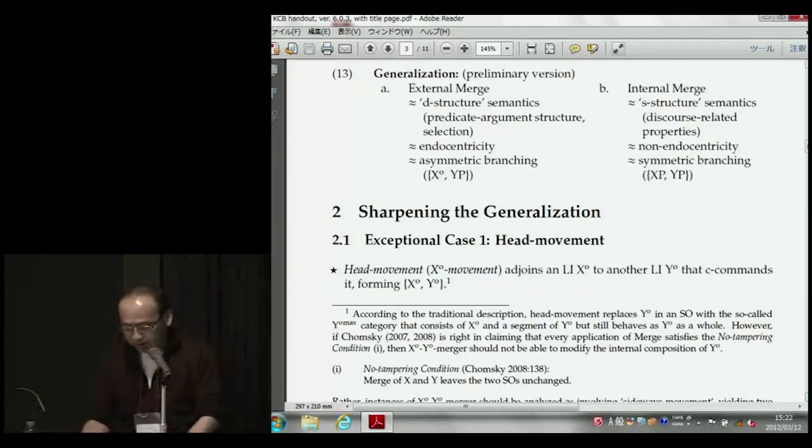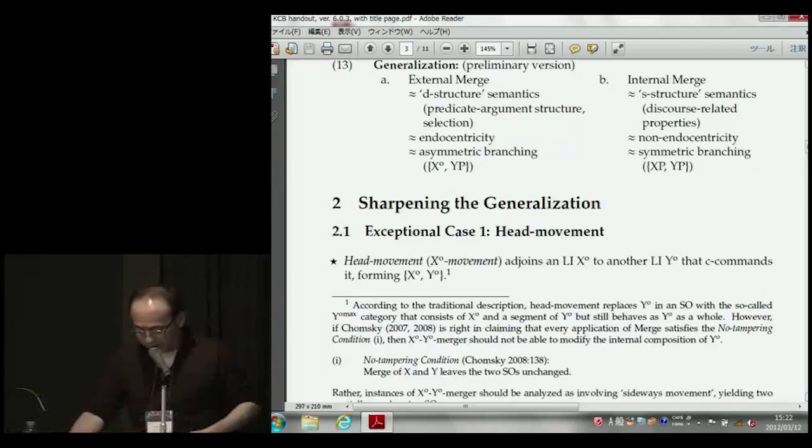The purpose of this talk is to argue that this correlation is indeed not accidental. We will refine and sharpen the rough generalization stated in 13 and attempt to provide a possible explanation for this systematic dichotomy.